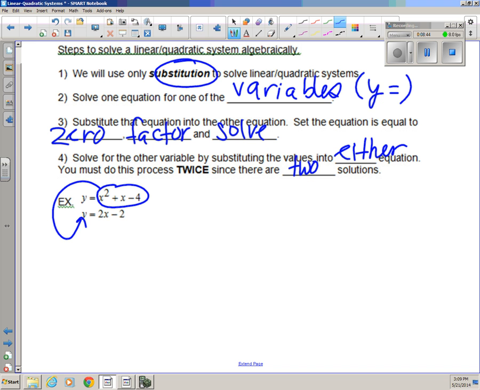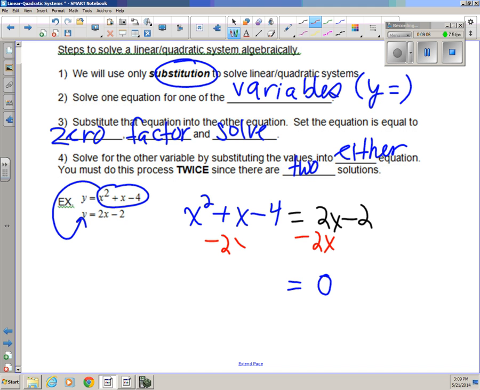That's nice. I'm going to take what y equals from the first equation and dump it in for the y in the second equation, which means I'm going to say x squared plus x minus 4 is equal to 2x minus 2. Well, we want to get the equation equal to 0. So if I want to get this equation equal to 0 and my quadratic x squared is on the left, then I just need to subtract 2x from the right, bring it to the left. I need to add 2 from the right, bring it to the left.